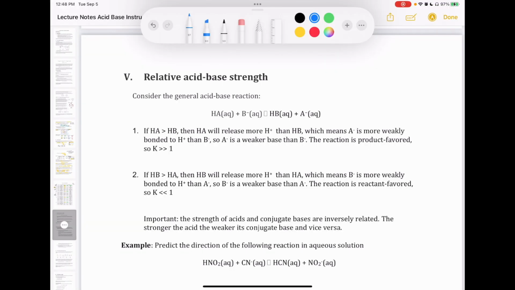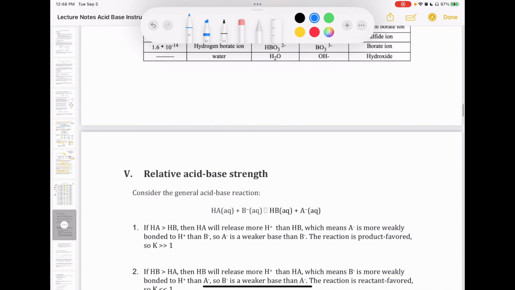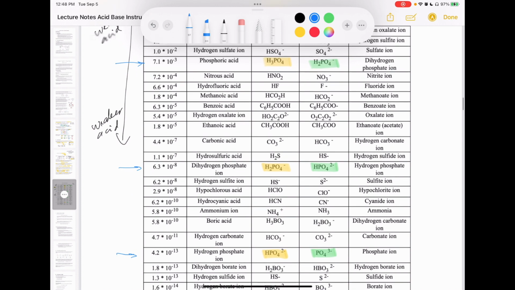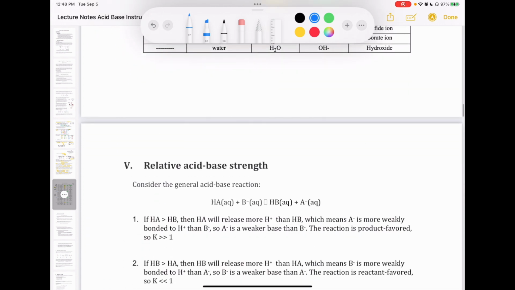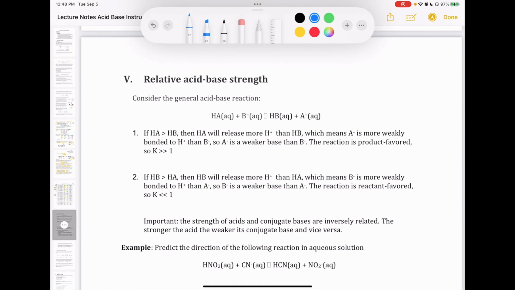Okay, now let's talk about the concept of relative acid-base strength. So we just saw in that Ka table that some acids are stronger, some acids are weaker. We can actually use that information to predict whether our acid-base reaction is going to be product favored or reactant favored. Okay, so let's think about this idea using a Bronsted-Lowry acid-base reaction.